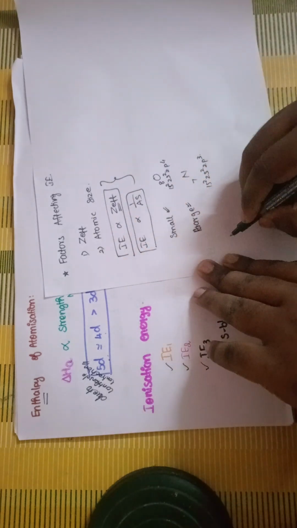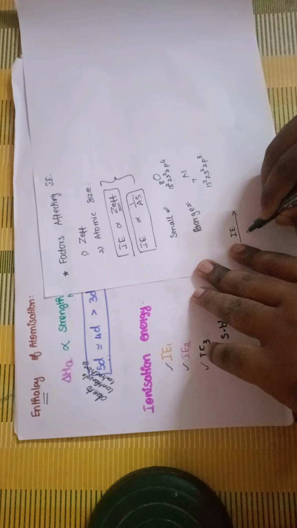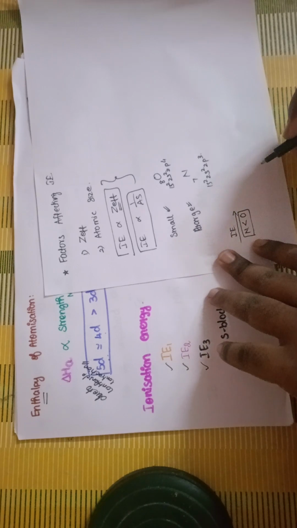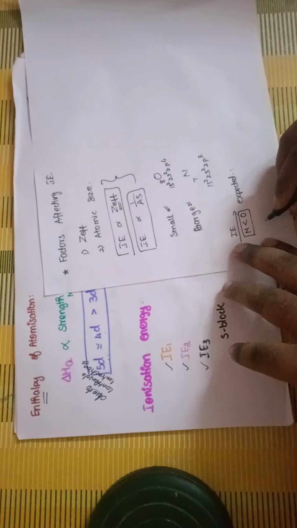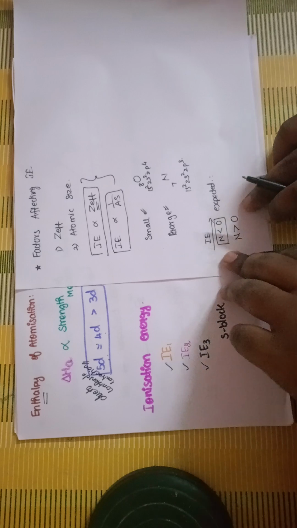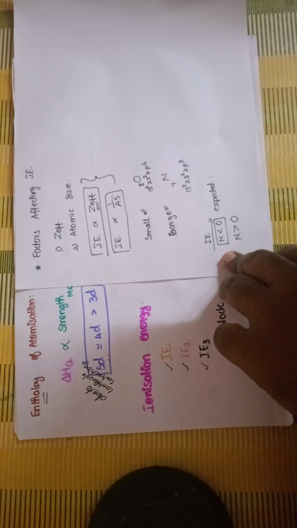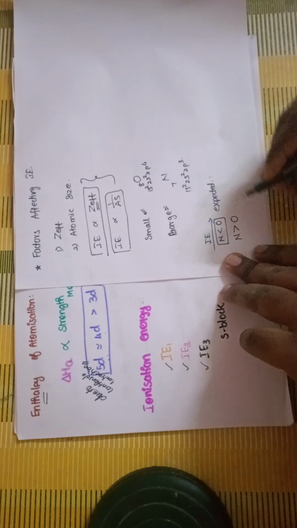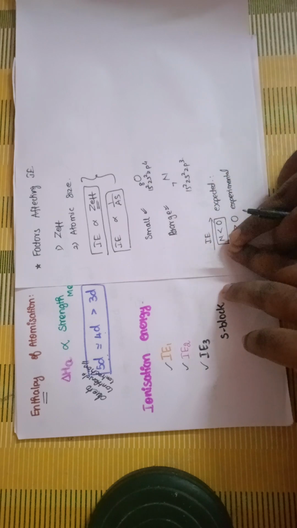See, according to general trend, across the period, ionization energy increases. So oxygen should have higher ionization energy than nitrogen. That is what is expected. But experimentally, nitrogen has higher ionization energy than oxygen. This is expected, but we are observing this. This is experimental. Why do the variations arise? The general trend says nitrogen should have lower ionization energy than oxygen.